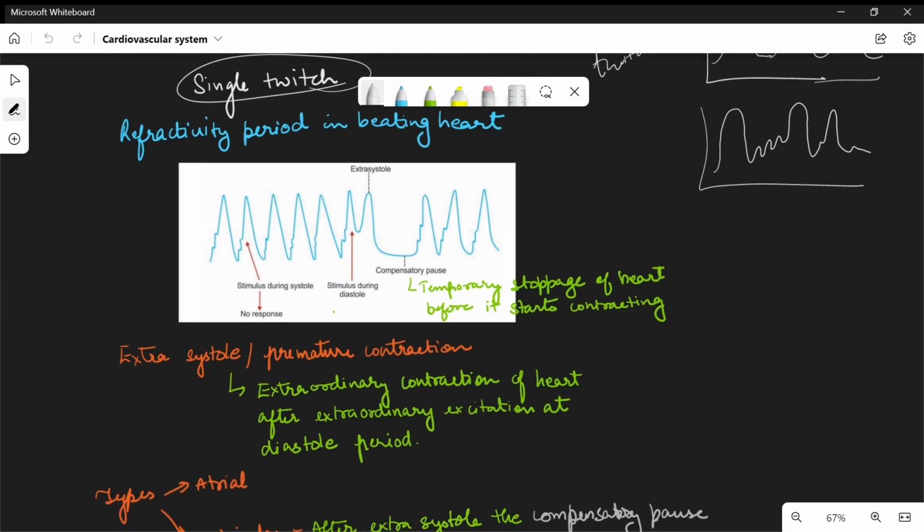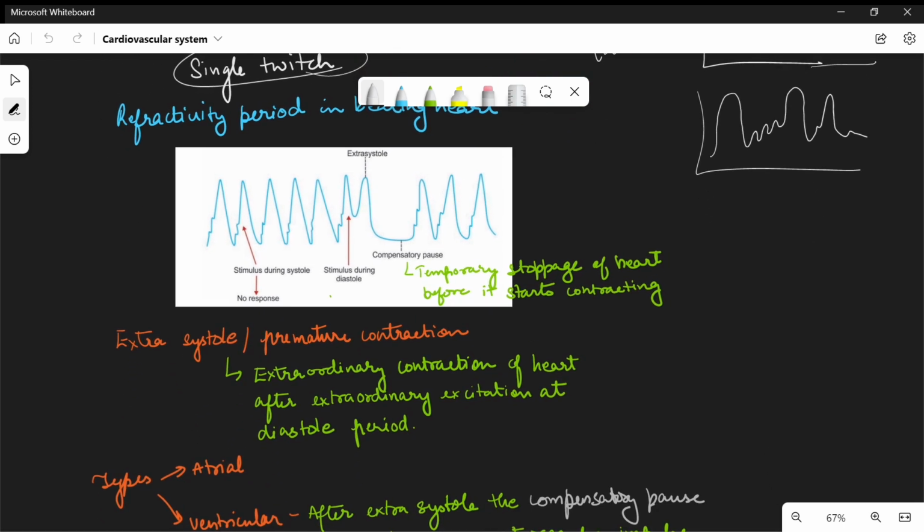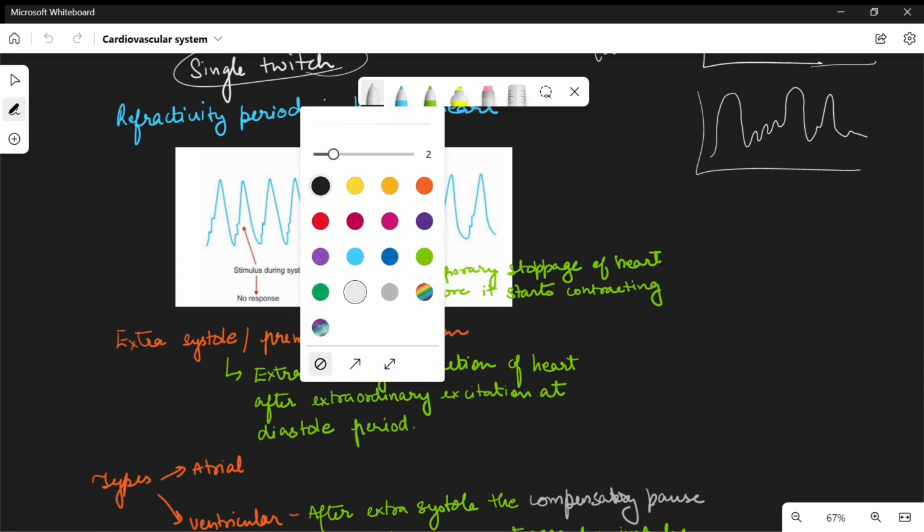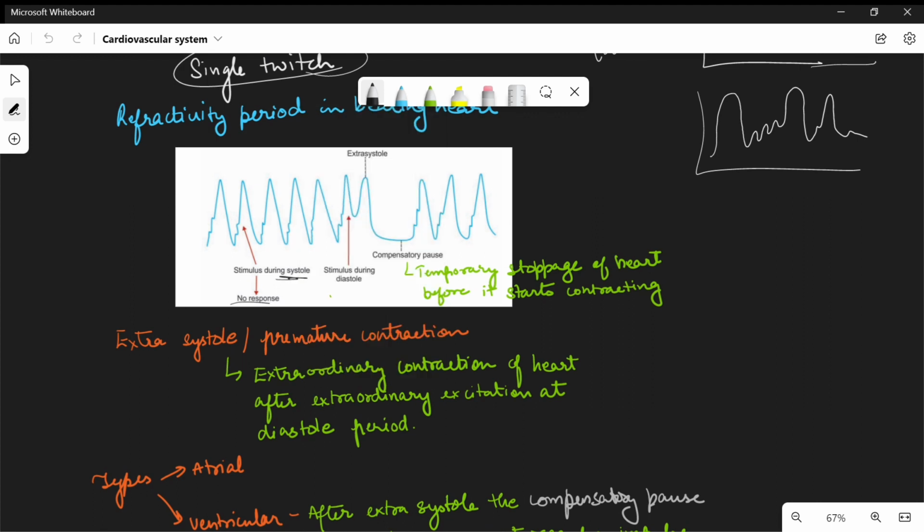See, this is the graph we need to see. This is a stimulus during systole, and here we can see literally no response, like zero response. And a stimulus during diastole, we can see a response, but here again we can see one impulse. Now this is what is known as extrasystole. Extrasystole or premature contraction means extraordinary contraction of the heart after extraordinary excitation at the diastolic period. After this comes the compensatory pause.